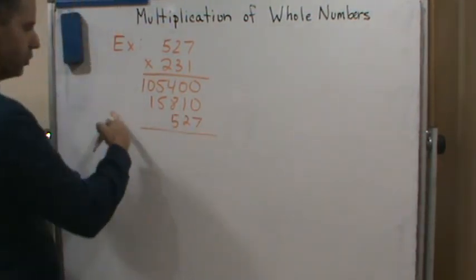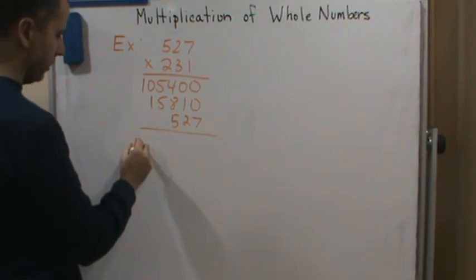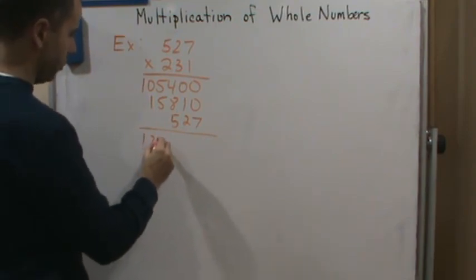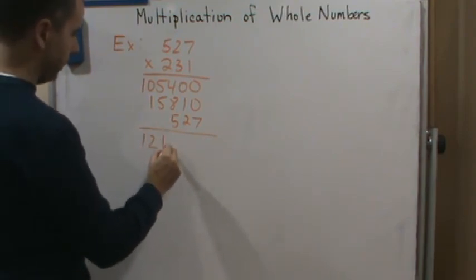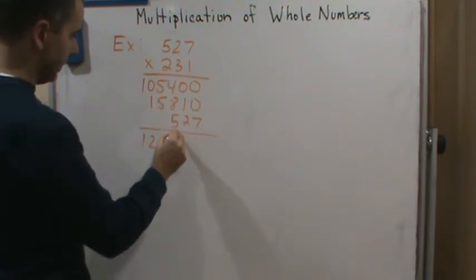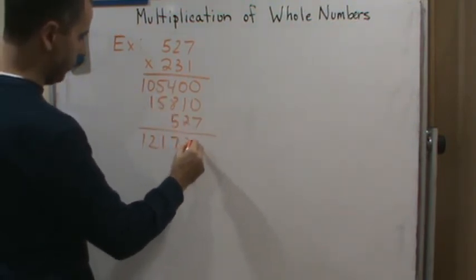And now all I have to do is add left to right, so I get 1, 2, 1, and then this is equal to 737.